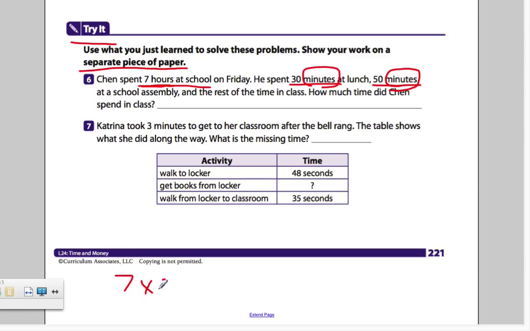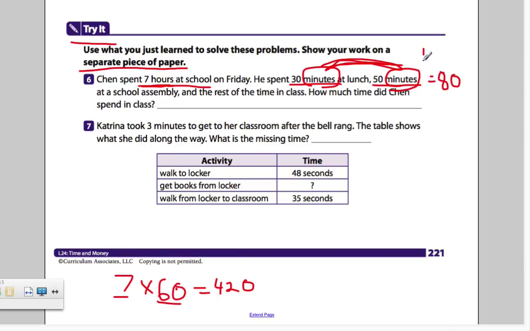7 times 60. Now try to recall that 7 times 6 is 42. But then you've got a 0 at the end here, so let's put a 0 at the end there. Now you've got 420 minutes. So 7 hours is 420 minutes. But we're not done yet, because we still have to do the subtraction of both of those things, the 30 minutes and the 50 minutes. If we add them together, we can subtract both of them at once. What's 30 plus 50? Well, that's 80.